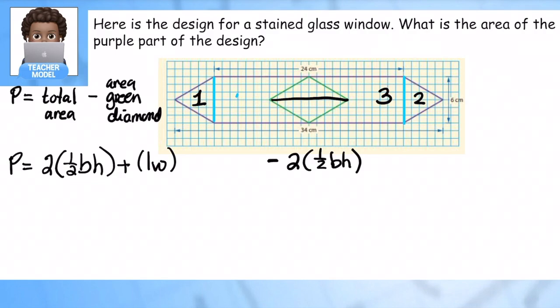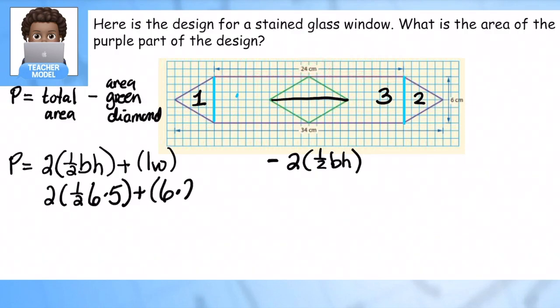All right, let's do some substitutions. So 2 times 1/2. Here's the base of the triangle I'm going to use, and I'm going to use this as the height. So base and height. Our base is 1, 2, 3, 4, 5, 6, and our height is 1, 2, 3, 4, 5. And for our big part over here, from here to here, well, I know this is 6. I can see that part. And it tells me over here, from here to here, is 24.